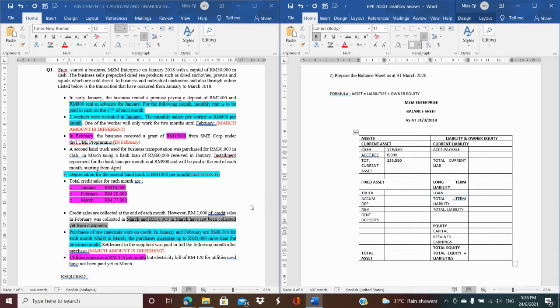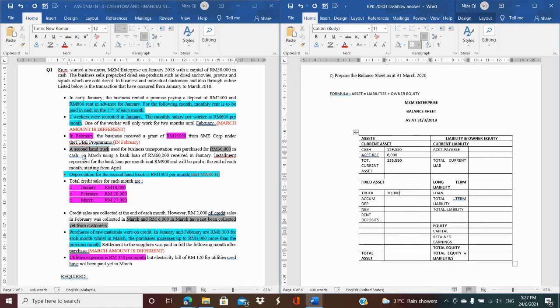Then we move to the fixed assets. Fixed assets are assets that can be used for more than 1 year. Here the fixed asset is a long-term asset, and it is the second-hand truck. So what is the amount of the second-hand truck here? The amount is 30,000. This is the cost value of this truck. It was acquired in March, so in March there will be a truck as an asset. The amount of the truck is 30,000.